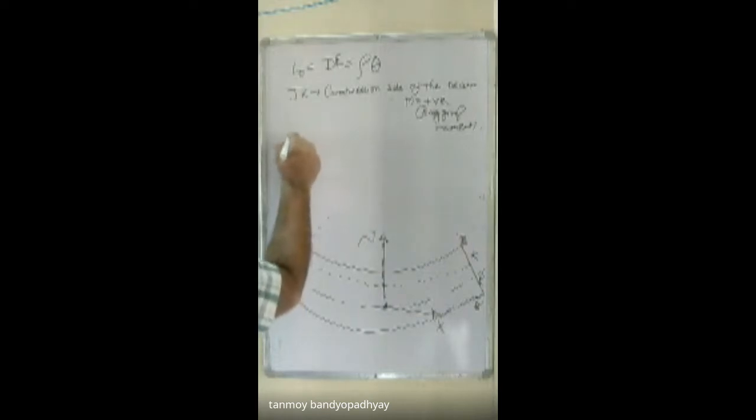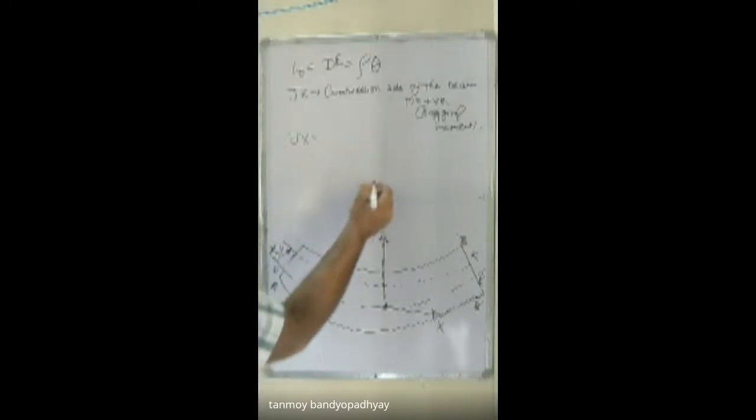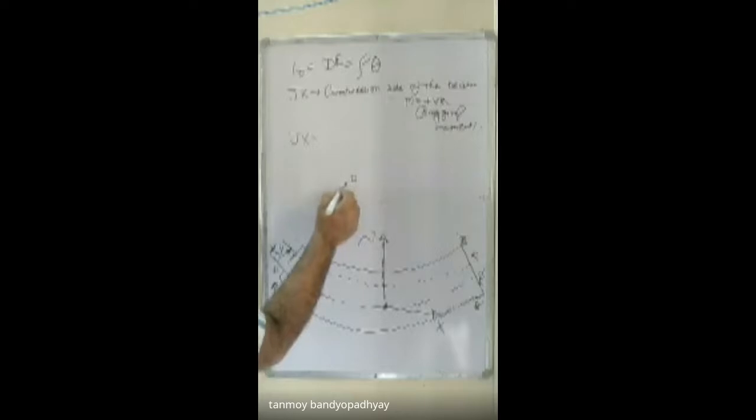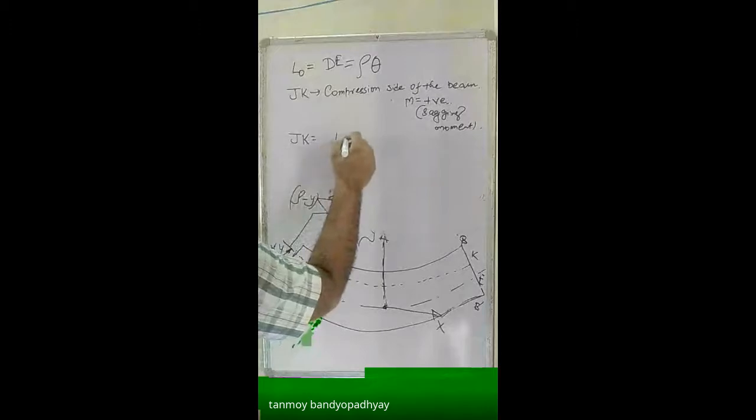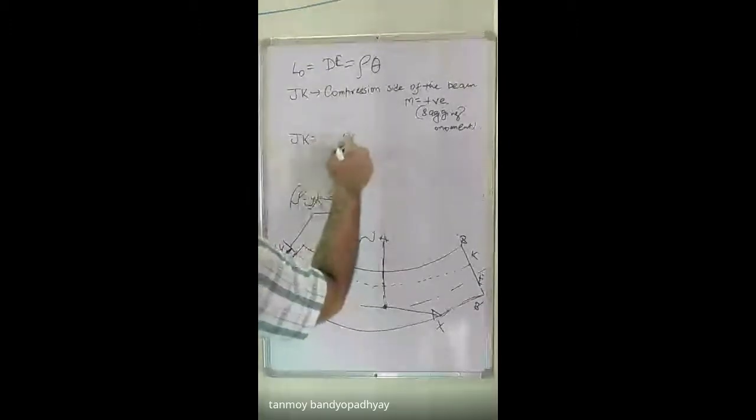So the length of the layer JK should be equal to what? The radius at this point. So what is the radius up to JK? Let O be the point somewhere around here. So what is this length? This is rho minus Y. Rho was the length up to the neutral axis, and I have come out a distance of Y. So rho minus Y is the distance of the layer JK from the center of curvature. So the length of JK should be equal to rho minus Y into theta.